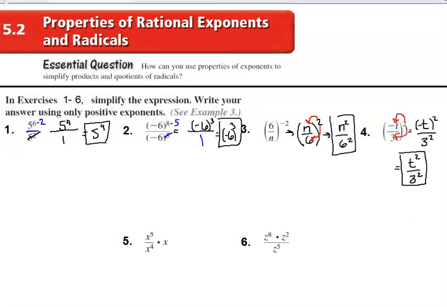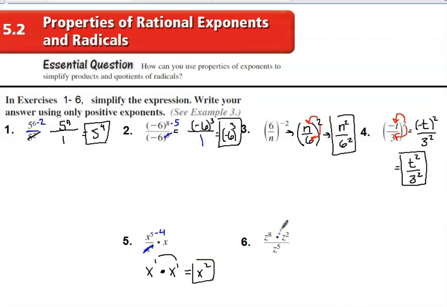Number 5, I can reduce down my x's in the fraction. I have 4 on the bottom, so I'm going to take all of them away from the top, meaning I'm left with x to the 1st power, and I'm multiplying by another x. Well, this x here does also have an exponent of 1. And when we are multiplying, all we do is add the exponents together. So this becomes x squared.